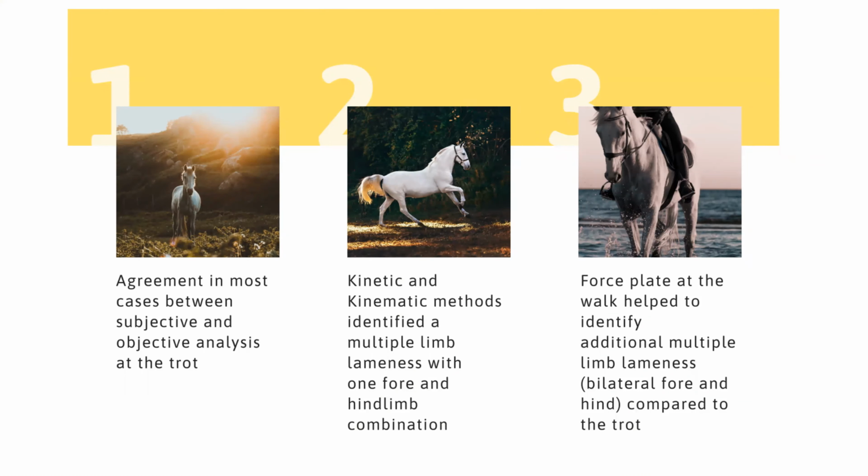However, with the force plate at the walk, we were able to identify additional multiple limb lamenesses, including bilateral fore and hind lamenesses when compared to the trot. This is important because the subjective and objective methods at the trot often rely on asymmetries between the forelimb and the hind limb to identify the lameness. So using the force plate at the walk could help us further in the clinical exam.